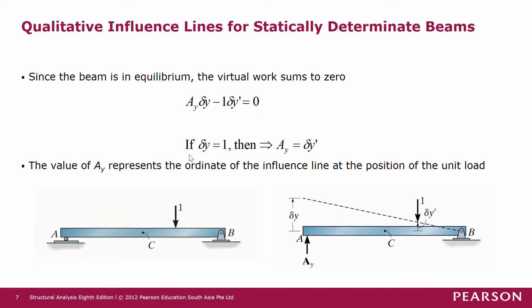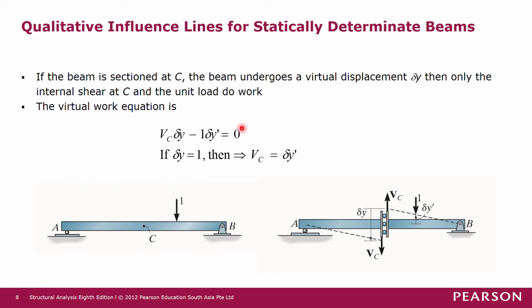If del y is equal to 1, then we get AY equals del y prime. So the value of AY represents the ordinate of the influence line at the position of the unit load, where AY is equal to del y prime. When this 1 unit load is placed at this location here, the reaction at AY is given by this ordinate here, as we have seen in the previous example.